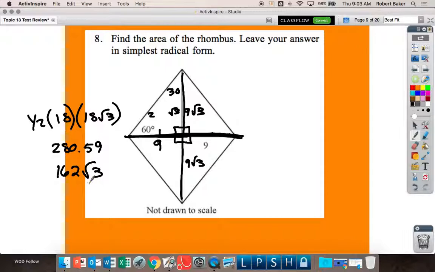So I would encourage you, if you're not confident in working with radicals, to take all of your answers, A, B, C, and D, convert them to decimals, and then solve for the answer as a decimal and see which ones match. Does that make sense? So type that in and see what you get as a decimal.